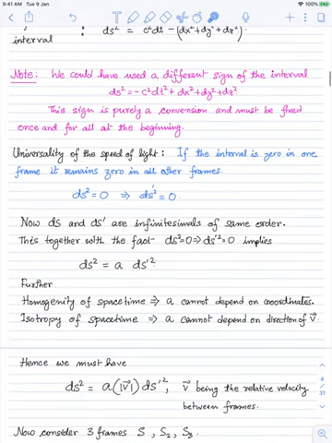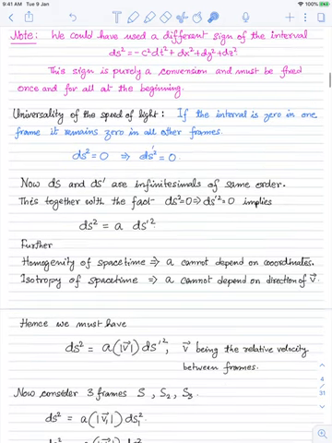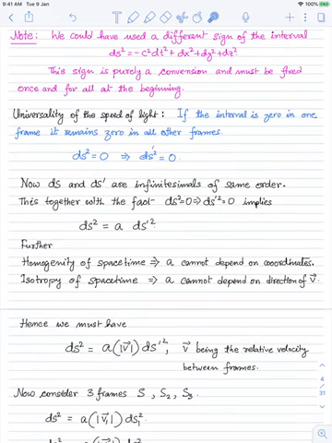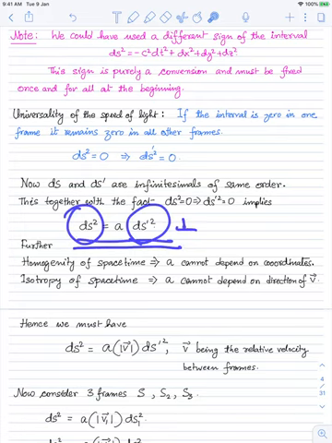Now if this is the case, then something immediately follows. And that something is that ds squared and ds prime squared are proportional to each other. Why am I saying they are proportional? Because ds squared and ds prime squared are infinitesimals of the same order. Of course, if they are infinitesimals of the same order, they need not be proportional. There can be some other constant b.